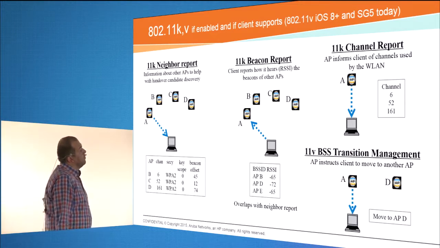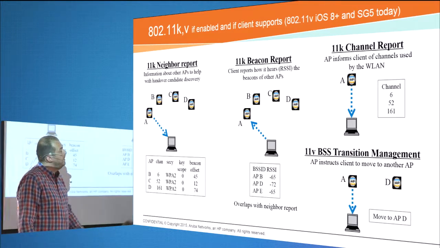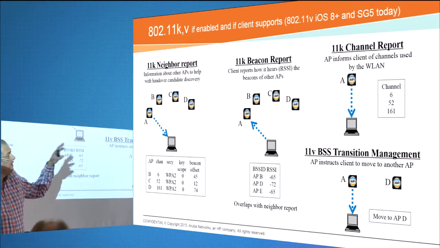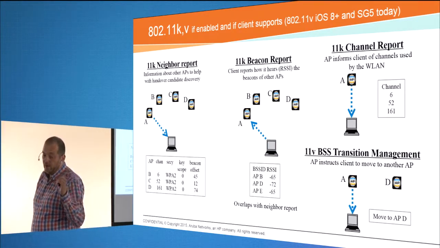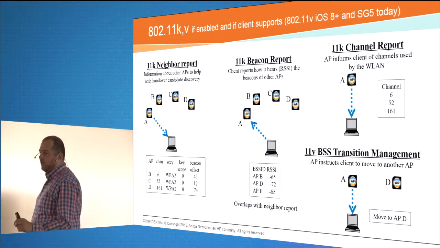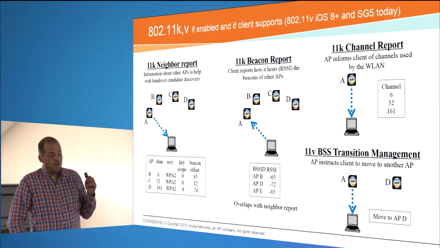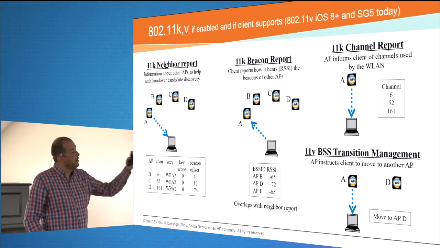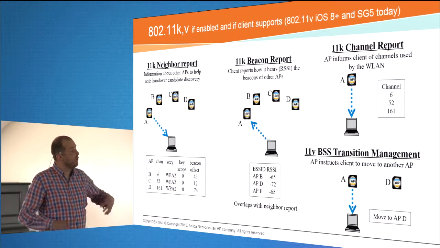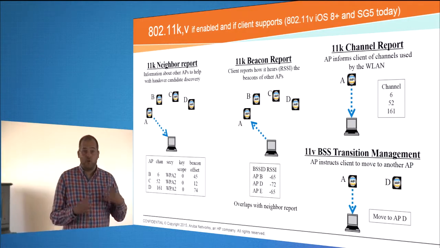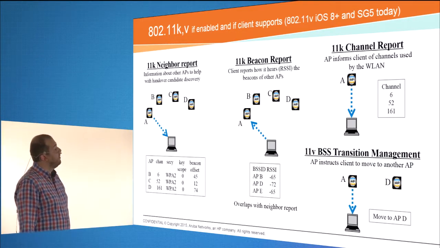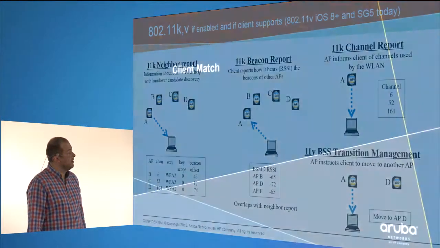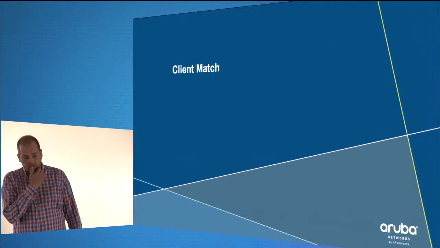And then for the steering part, 11v, the BSS transition management, allows the network to move a client to another AP. Again, very limited support in clients. It seems to be getting better because this allows us to control the clients from the network, which has always been very problematic in Wi-Fi. And it seems that finally we can do that.